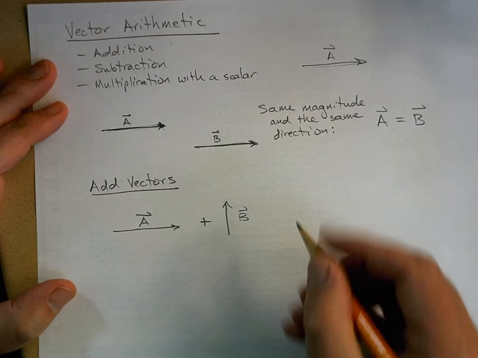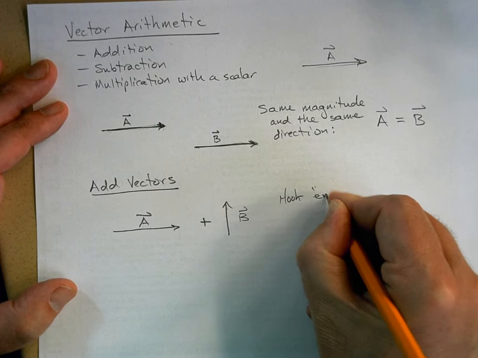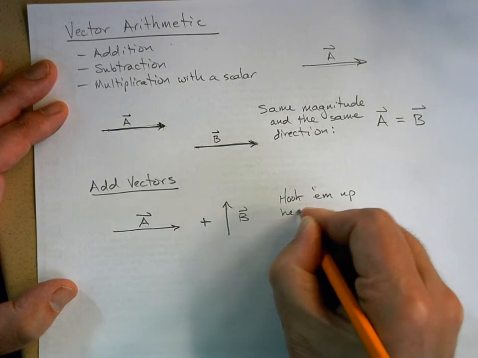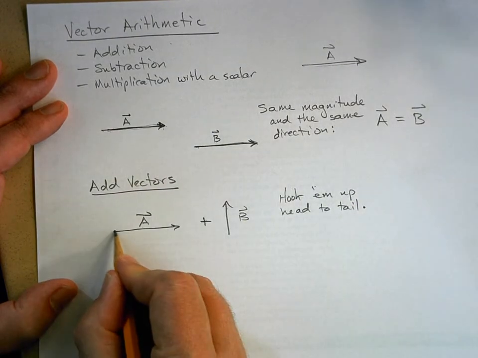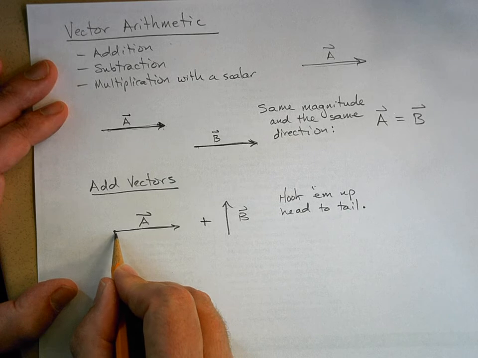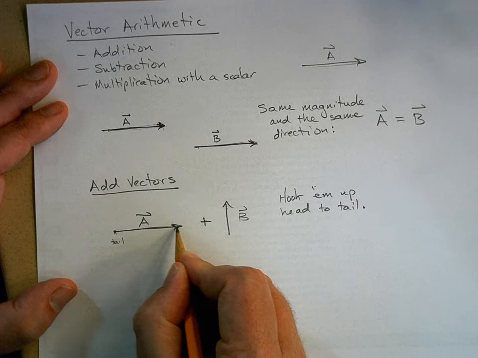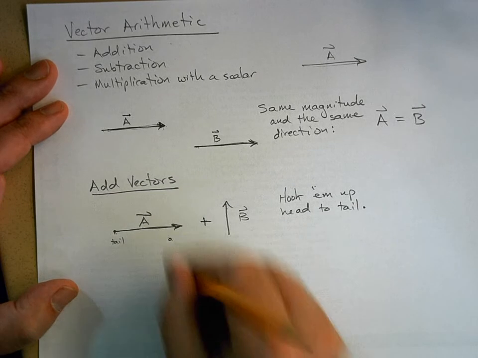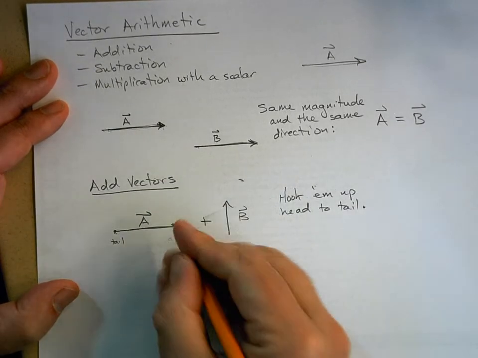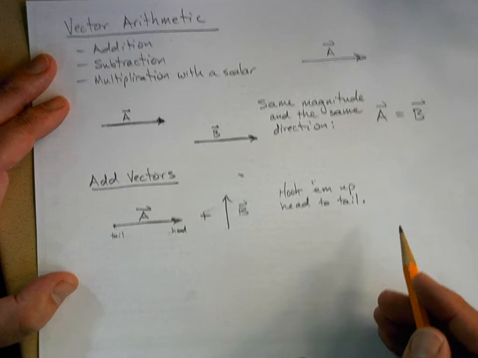And the operation we go through is hook them up, head to tail. Now, this part right here, we call this the tail of the vector. And this is like an arrowhead. So we call this the head of the arrow. The pointy end. So, if I want to go A plus B, here's what I'm going to do.